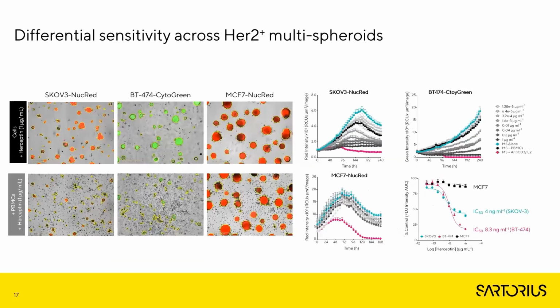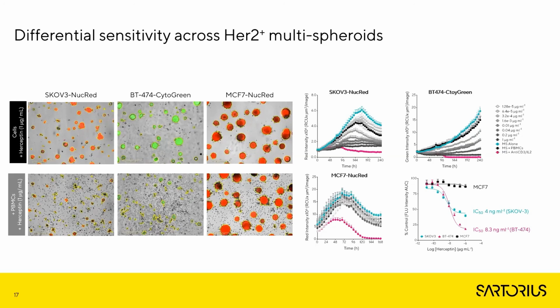Now we can extend this application to multispheroids, which form in the presence of an extracellular matrix. So Herceptin-induced ADCC was evaluated now across 3 cell types stably expressing either a red fluorescent protein or a green fluorescent protein. The images and time course plots show specific killing of HER2 positive, those being the SKOV3 and the BT474 multispheroids, but not HER2 negative multispheroids. So I'm looking at the MCF7 cells.